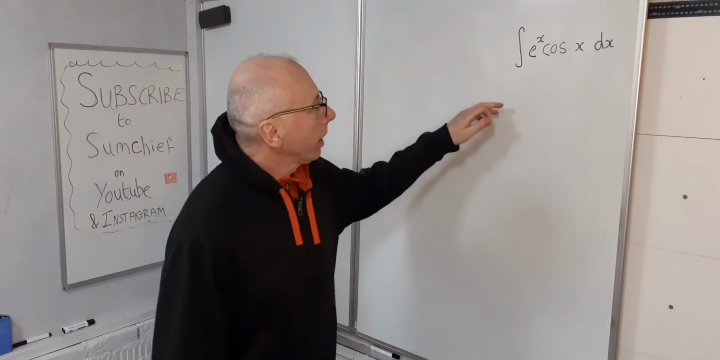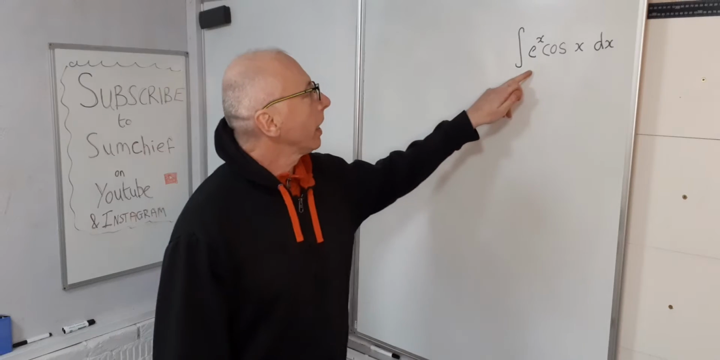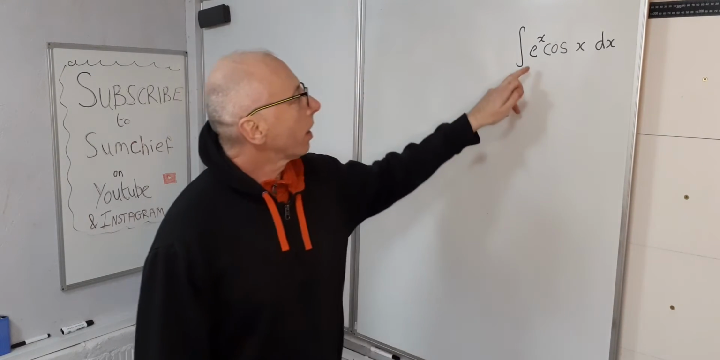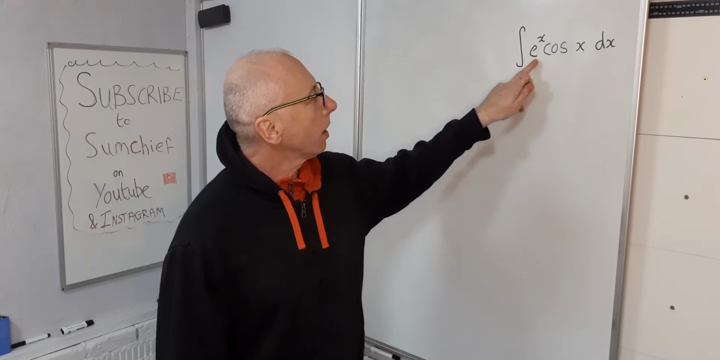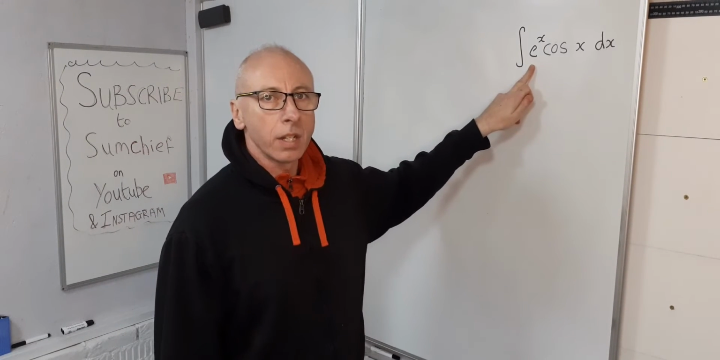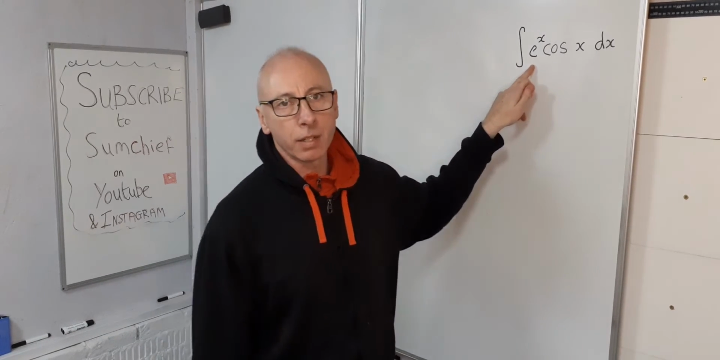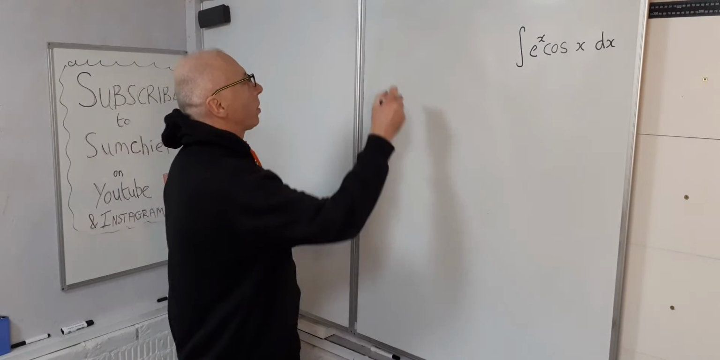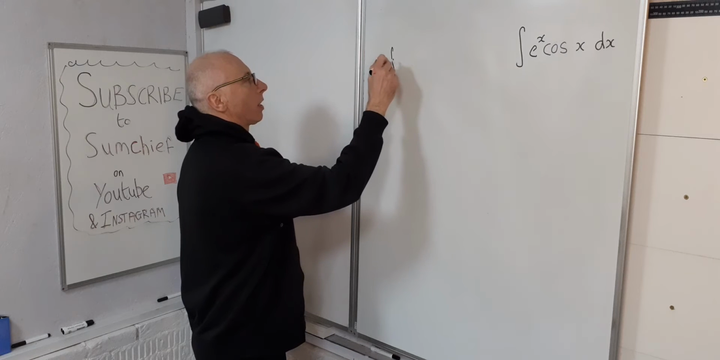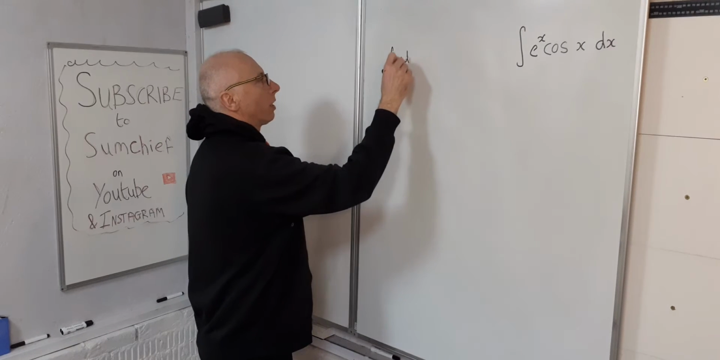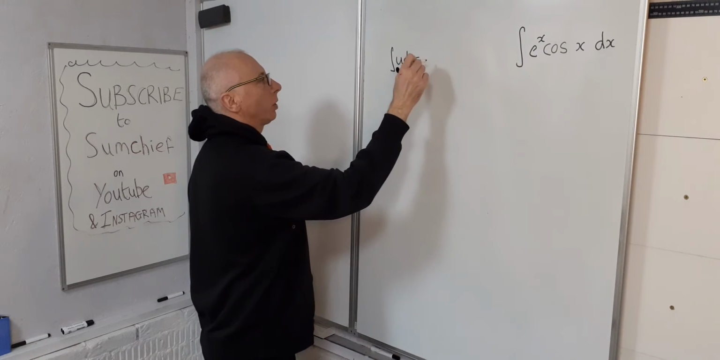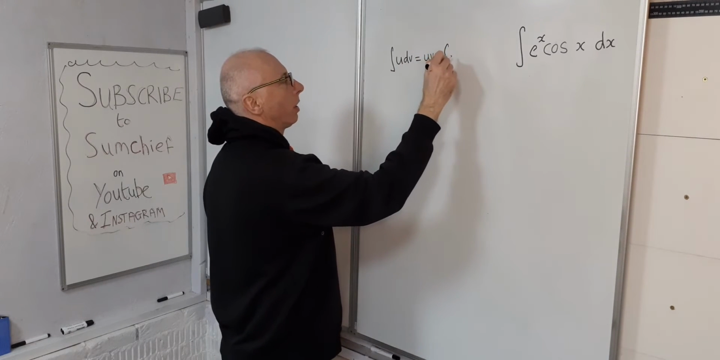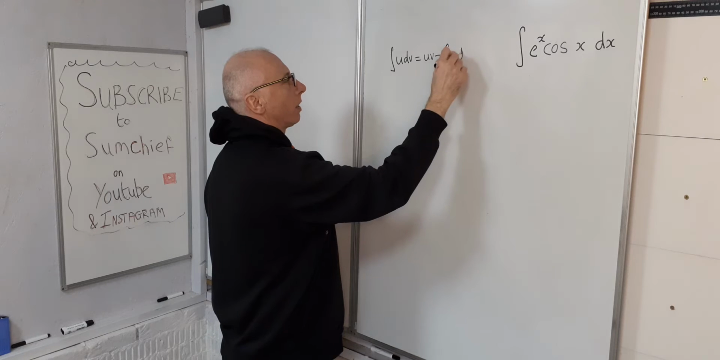Okay, so in this video we're going to integrate e to the x cosine x with respect to x. So we've clearly got two terms here, the cosine x and e to the x. So this question is going to be integration by parts. So straight off we'll go straight to the formula for integration by parts. So the integral of u dv equals uv minus integral of v du.